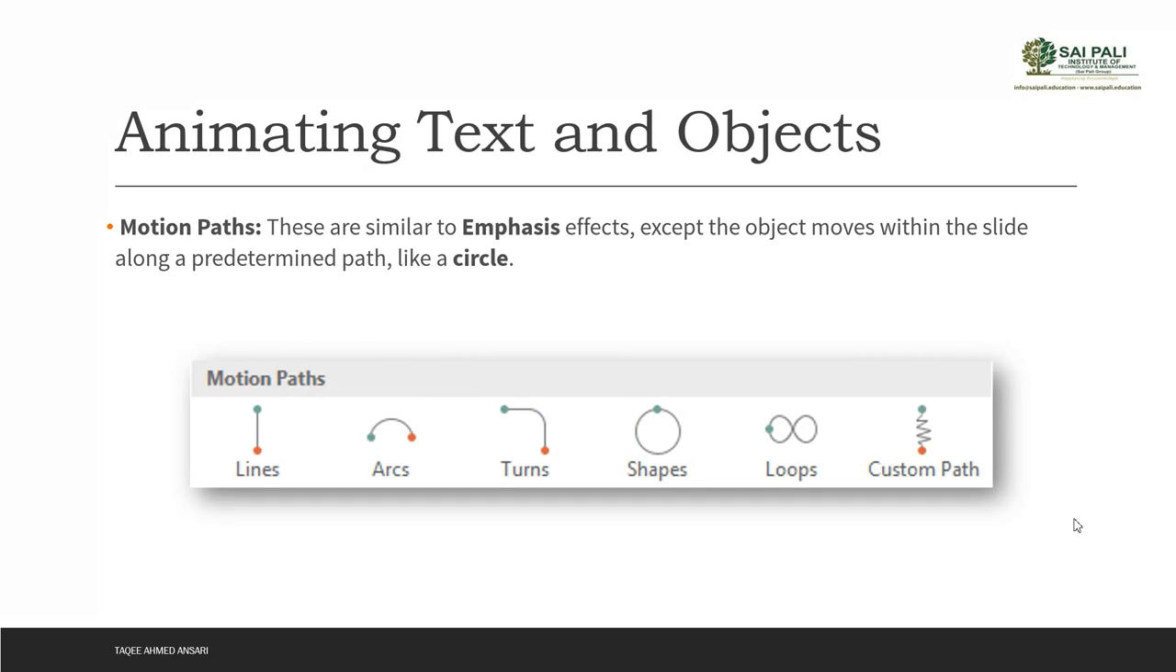Fourth category is motion path. This is similar to emphasis effect. That means this will apply to objects which are already on the slide. The object moves along a determined path like a circle. So here you will decide the path. If I select line, the object will move according to the line. I can select arc, turn, circle, shape, loop. I can even design my custom path also. So the object will move according to the path which I select.